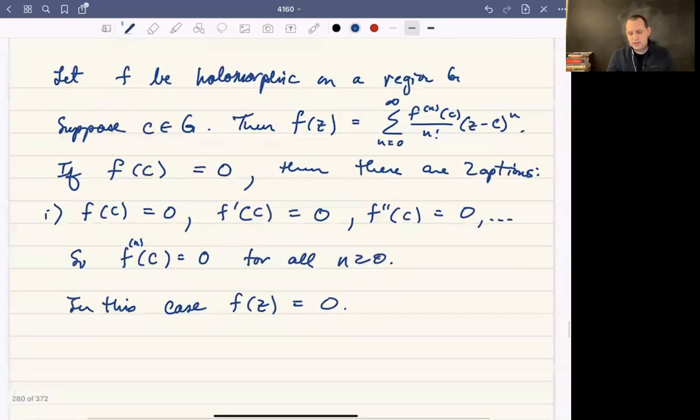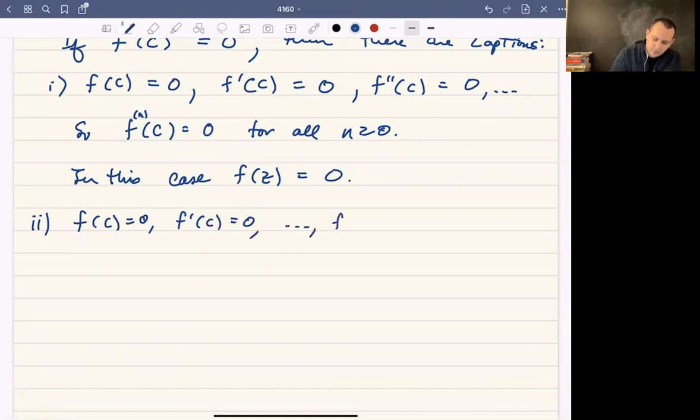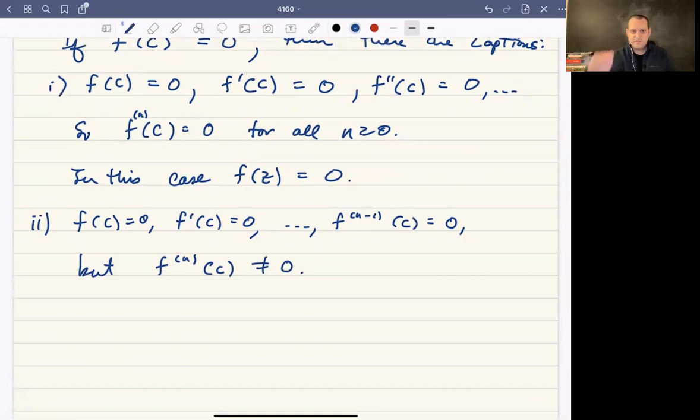If f is not the 0 function, then f of c is 0, maybe f prime of c is 0, up to a certain point, say the n minus first derivative is 0, but the nth derivative is not 0. If it's not true that all the derivatives are 0, there has to be some first value where the nth derivative at c is not 0. So let's say that first value happens at n.